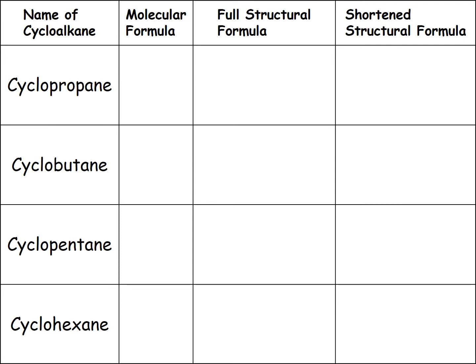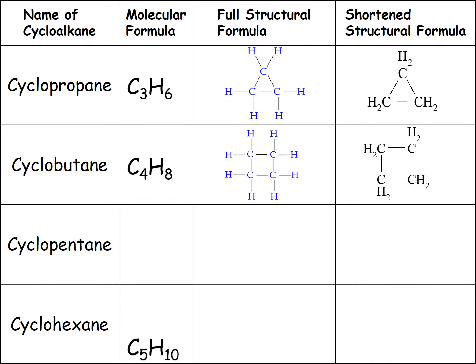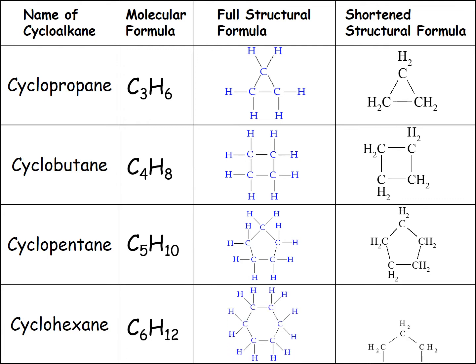So however many carbons there are, there's twice the number of hydrogens. Let's have a look at the molecular formula, full structural formula, and short structural formula for the first four cycloalkanes. Notice how we start at cyclopropane. We can't have a ring with less than 3 carbons in it. In the shortened structural formula, we still show the ring, we just don't show the bond to hydrogen explicitly. So we've still got all the bonds in the full structural formula, but we get rid of these in the shortened. And that's how we convert from full to shortened in cycloalkanes.